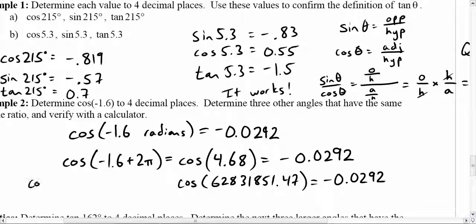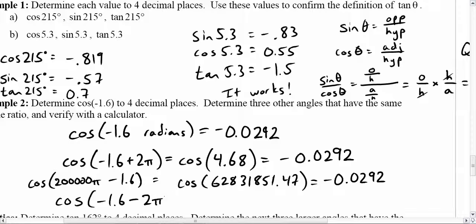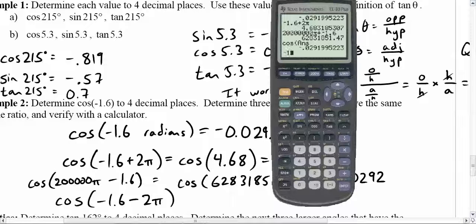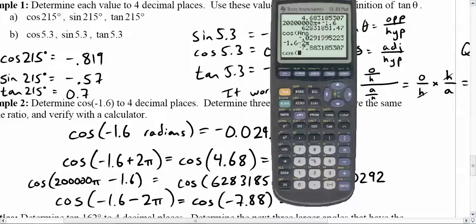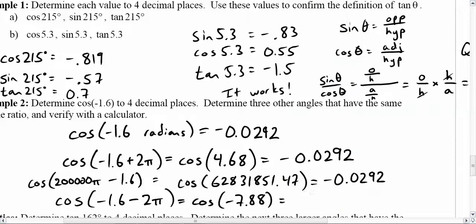Okay, so that one was like cosine of a whole bunch of pi's minus 1.6. Or you can be simple and do negative 1.6 minus 2 pi, which is negative 7.88. And cosine of that angle is also negative 0.0292.